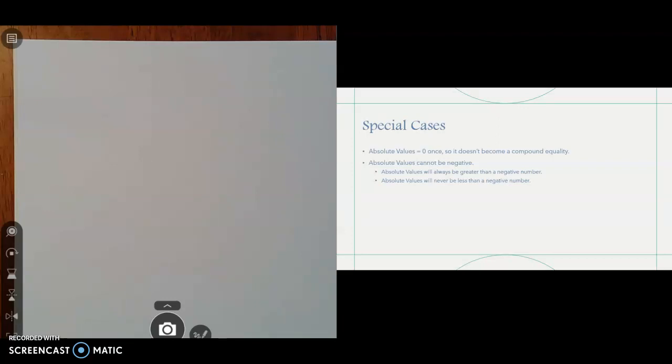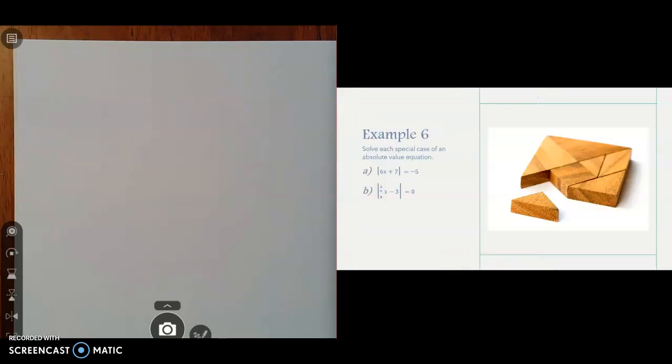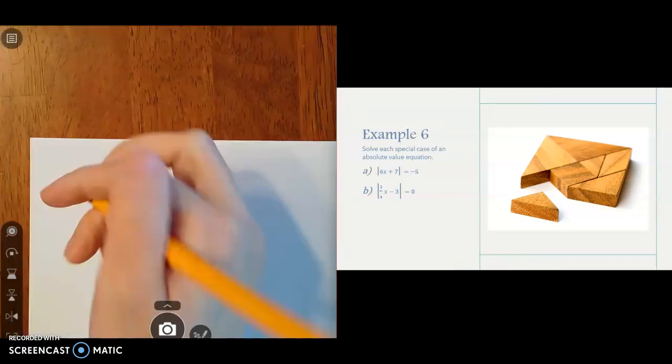So those are your special cases where you might get all real numbers, or you might get no solution, or you might just get one solution instead of a bunch. So let's do a few examples of these, okay? In general, the red flags that should come up are negative numbers or 0, okay? So let's do a couple of special cases with equations.